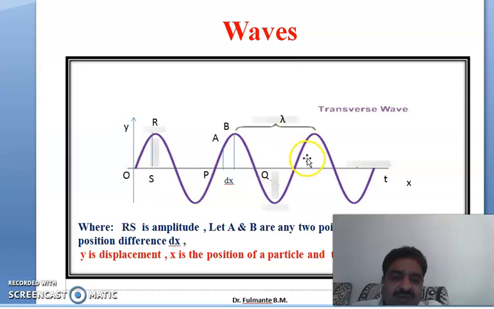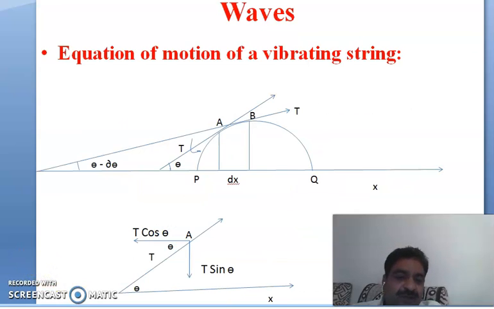P and Q are any two points on the wave or on the string. Such a PQ string is stretched under tension T. Then you have to observe this figure carefully. What is in it? Here we have considered that instead of this entire length PQ, a small part of PQ, a segment AB, is to be considered.